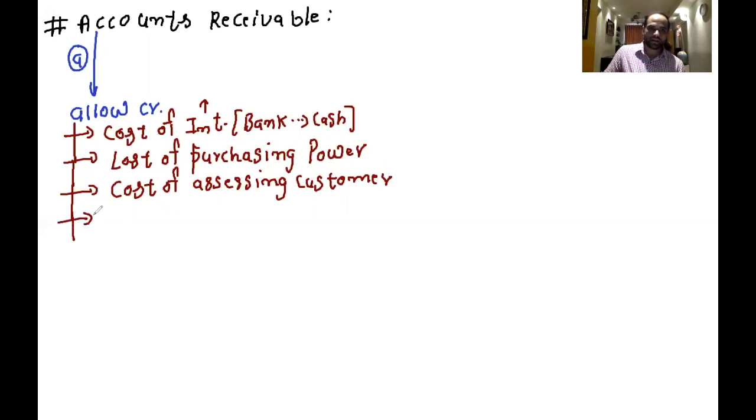Then next is loss of cash discount. Cash discount. So now what does it mean, loss of cash discounts? I think this cash discount is more related to accounts payable here, not receivable.